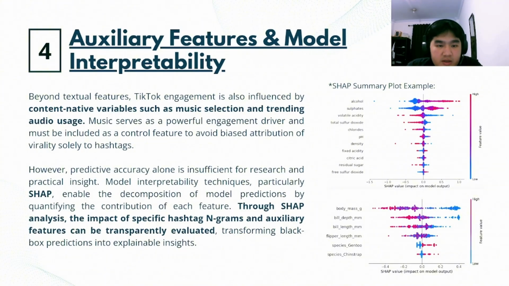Auxiliary features and model interpretability. Beyond hashtags, TikTok engagement is also influenced by content-native variables such as music selection and trending audio usage. To avoid biased conclusions, these variables are included as control features. Furthermore, predictive accuracy alone is insufficient. To ensure interpretability, we employ SHAP, which enables transparent, feature-level explanations of model predictions.